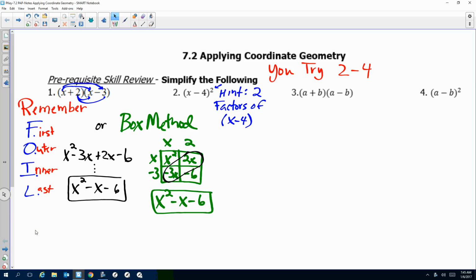Guys, these are your notes that you need to complete over the weekend. We're going to get straight into this. There are some prerequisite skills that I need you to review that you're going to use on some of these problems we have to apply the coordinate geometry to.